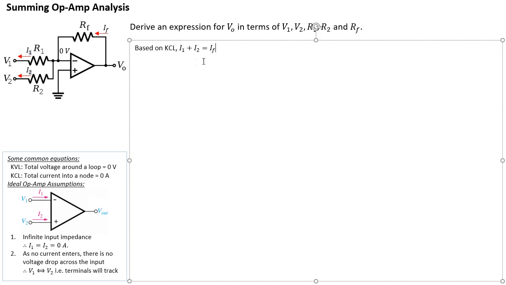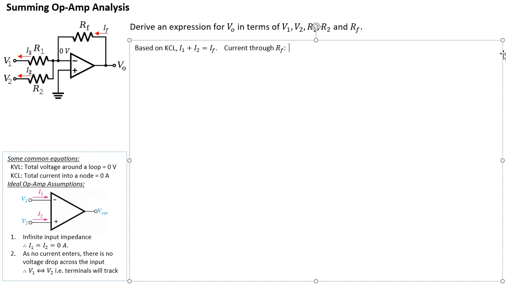Now, next we'll try and come up with expressions for each one of these. What can we write about I1, what can we write about I2, and what can we write about IF? So let's do that. If you look on the IF side, it's a current that flows through RF, so you can use Ohm's law to describe what IF is. That's what we're going to do next. So IF, the current through RF, that's basically IF, right?